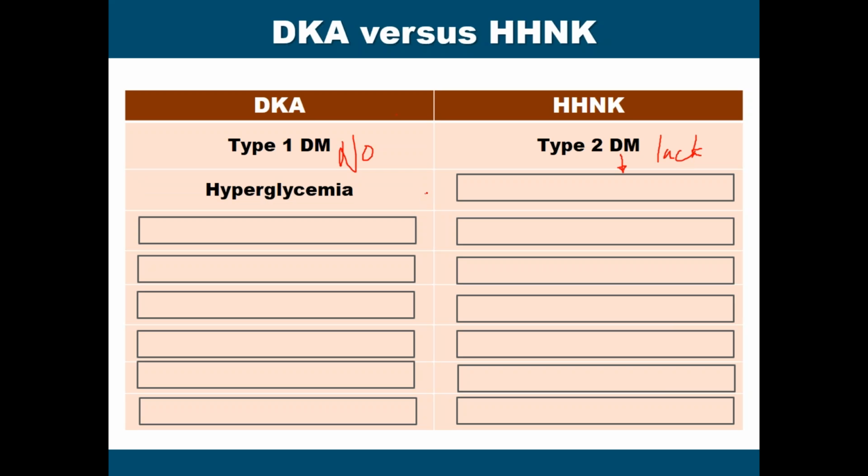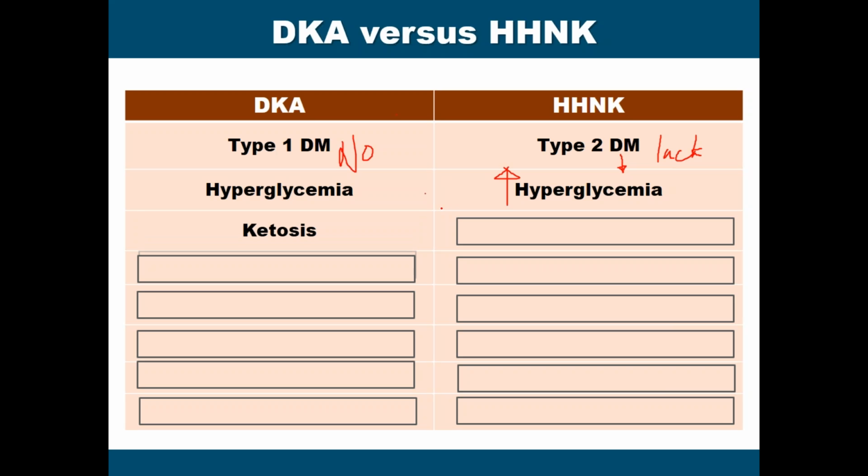Now DKA is characterized by hyperglycemia, and the reason for that is that the glucose is unable to enter the cell, so it stays in the blood. So the blood sugar goes up. HHNK is also characterized by hyperglycemia. So both of these conditions present with hyperglycemia, although the hyperglycemia is much higher in HHNK.